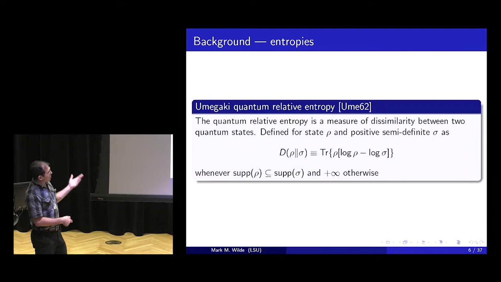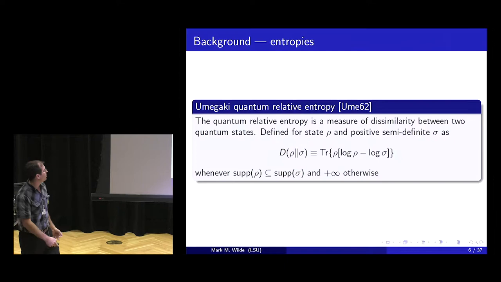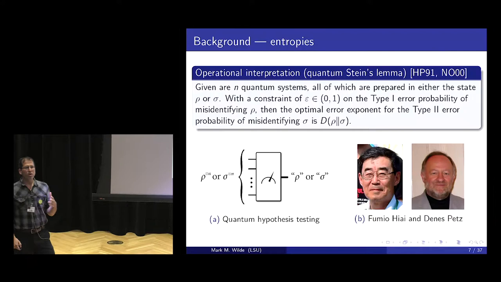So this is a fundamental measure of dissimilarity to consider. And from this measure, we can derive many other entropy measures, like entropy itself, mutual information, conditional entropy. So there's been a lot of focus in studying this quantity. What is its meaning? There's a quantum version of Stein's lemma.